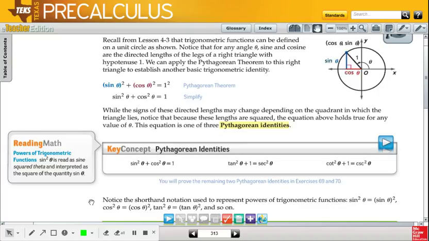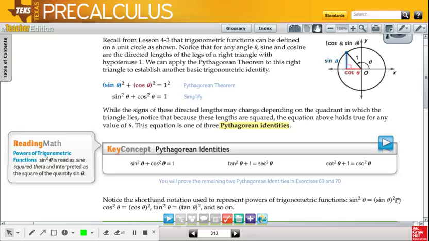And then a little information at the end. Notice the shorthand notation used to represent powers of trigonometric functions. Sine squared theta is the same as sine theta squared. Cosine squared theta is the same as cosine theta squared. Tangent squared theta is the same as tangent theta squared, and so on. So when you see these, if it's either sine squared theta or sine theta squared, doesn't matter, it means the same thing.